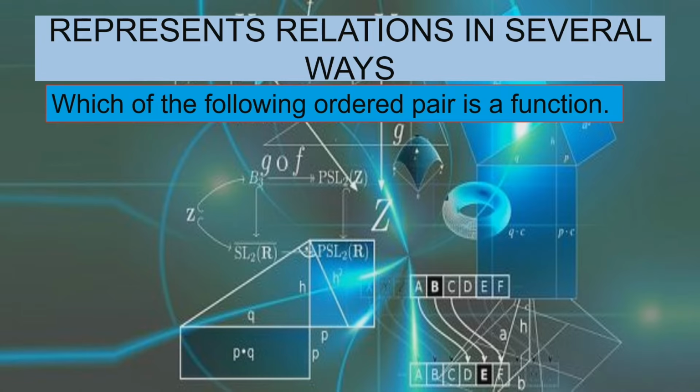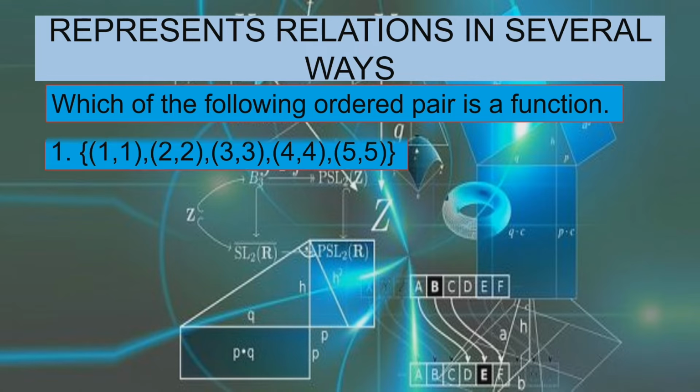Which of the following ordered pairs is a function? Number 1: (1,1), (2,2), (3,3), (4,4), (5,5). Is this relation a function or not? Kung titingnan natin, class, walang naulit na x values. So 1, 2, 3, 4, and 5. Kung makikita nyo, yung mga x values natin, hindi siya naulit. Therefore, this is a function.